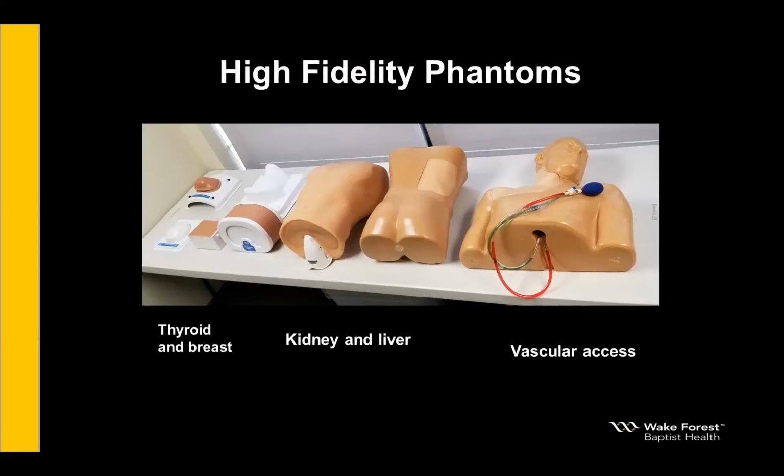This is our set of high-fidelity phantoms. We started with phantoms for common procedures. This is our vascular access phantom with the red artery and the blue vein. This is our kidney phantom, our liver phantom. We have thyroid biopsy phantoms and breast biopsy phantoms.